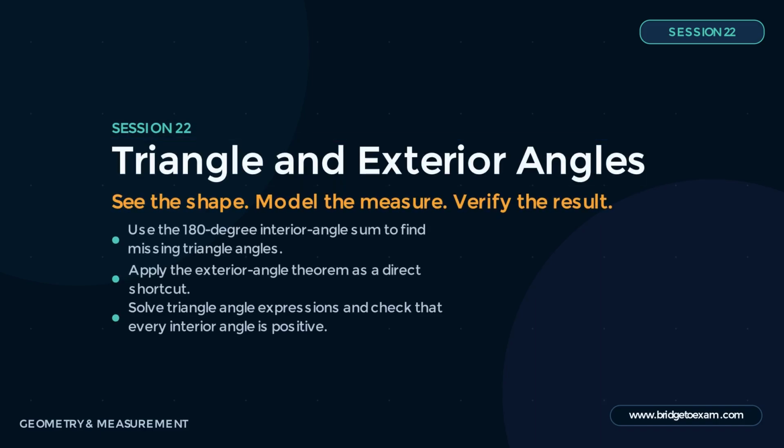Welcome to session 22, Triangle and Exterior Angles. We will build the idea visually, solve a complete example, and finish with a short independent check. By the end, you will be able to use the 180-degree interior angle sum to find missing triangle angles.